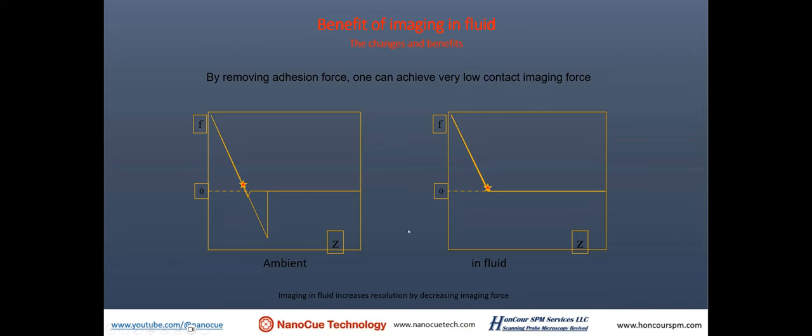When you put the entire sample and the tip in the liquid, this force disappears. So in other words, in air, the contact mode force always has a certain minimum amount of force. The force cannot be lower than this adhesion force. However, when you're imaging a sample in liquid, this force drops to zero, and therefore the force is only provided by your deflection of the cantilever. So you can reduce the force to near zero. That can increase your resolution, actually.